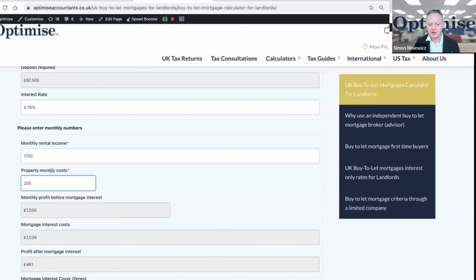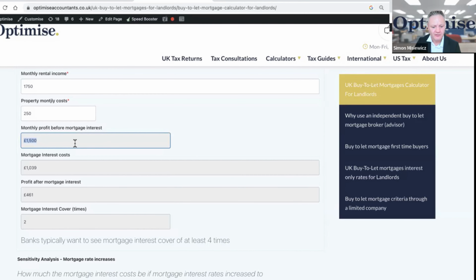In this example, I'm going to be covering this as a single let property, which means that I will have the property management fees of maybe 10%, some insurances, and a few odds and bits to add in. So I'm just going to say 250. If you've got a HMO or furnished holiday let, you need to put in significantly more costs in there. You'll have to put it there in terms of utilities. You've got maybe some extra insurances, council tax, and other things that you might think of. So in this example, we've got a monthly profit before mortgage interest of £1,500.